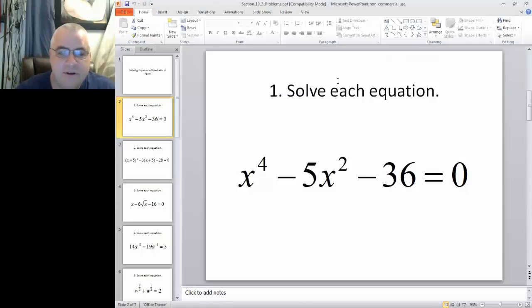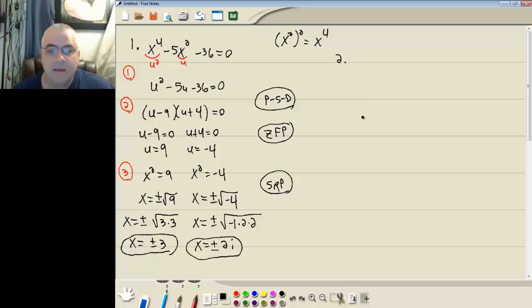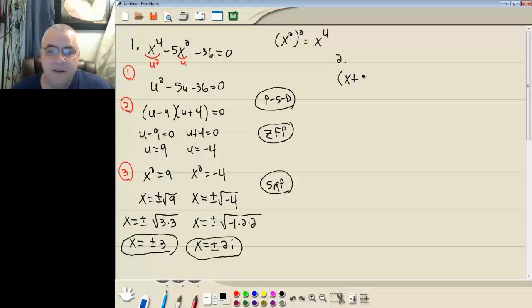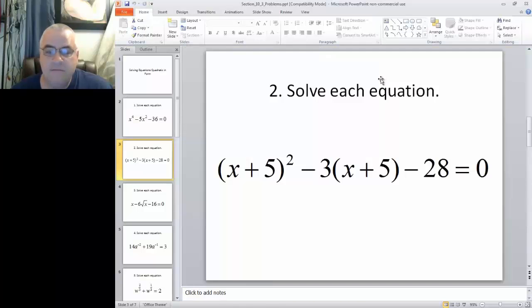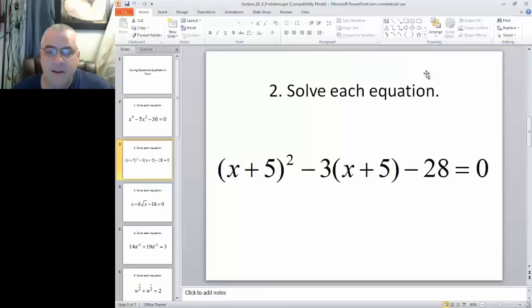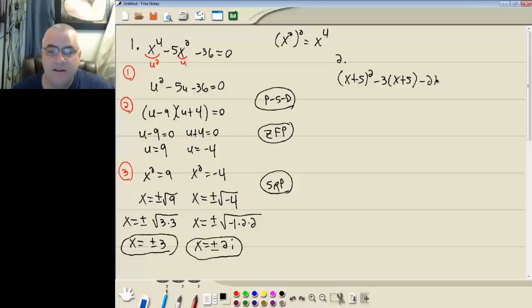Let's take a look at our second one. We've got (x + 5)² − 3(x + 5) − 28 = 0. Now this whole section is a U substitution, so we know we're going to do that.